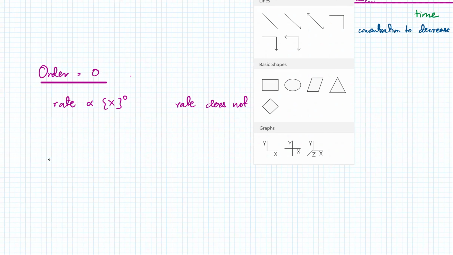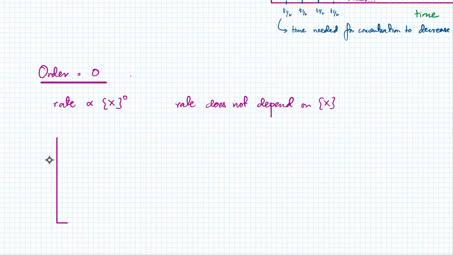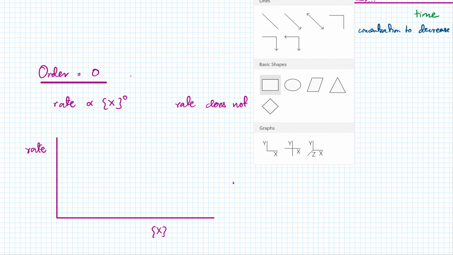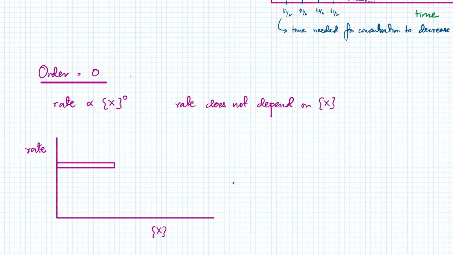So if I make the two graphs again, one graph is the rate versus concentration graph. So if I keep on increasing the concentration of X, the rate of the reaction will completely remain unaffected. Its value is not going to change. Okay, so it doesn't change. Is this clear?